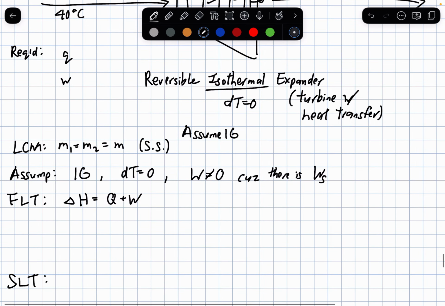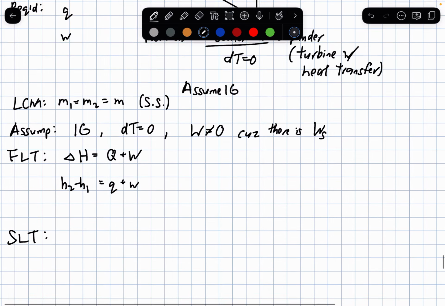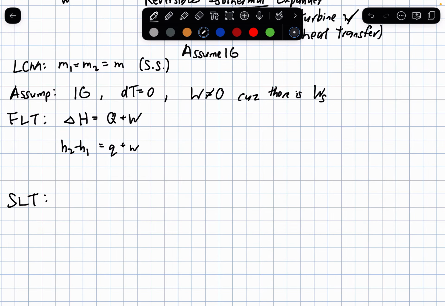What are we looking for again? Small q, small w. Okay, let's make it small. Then here, H2 minus H1. You don't have to put a mass anymore multiplied to it because on the left we only have Q and W. Specific heat and work, they're not capitalized. They're not total heat and total work.